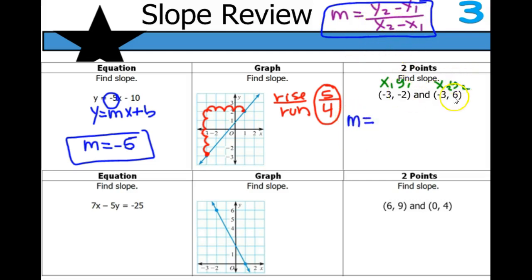So it says y2, which is 6, minus y1, which is -2. Two negatives make a positive. Then on the bottom, x2 minus x1. So -3 minus x1, which is also -3. Two negatives there make a positive. So 6 plus 2 is 8. -3 plus 3, it's not 6. They kind of cancel each other out. A +3 and a -3 makes 0.